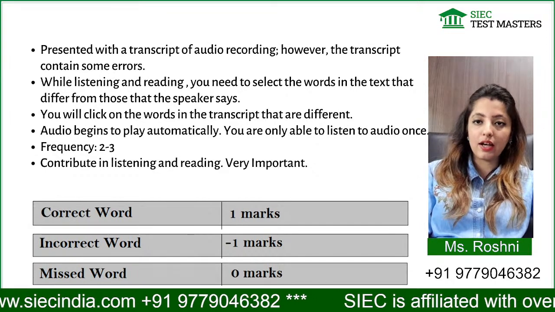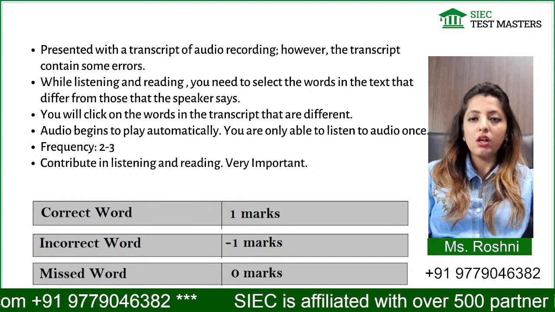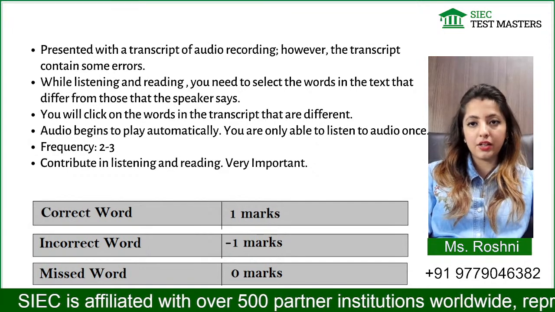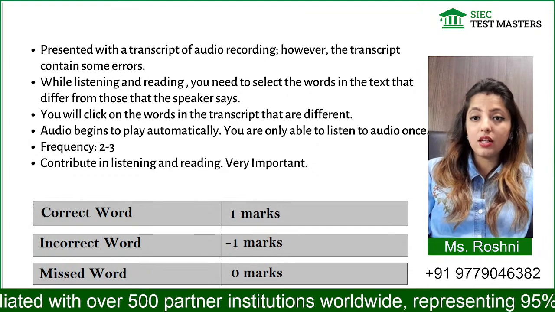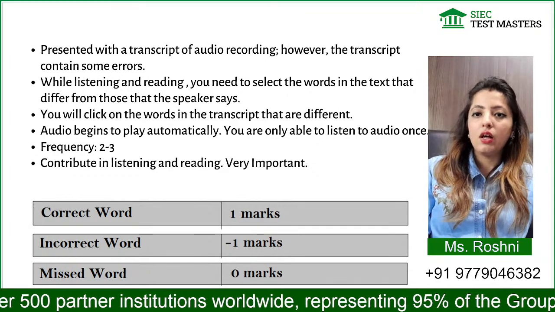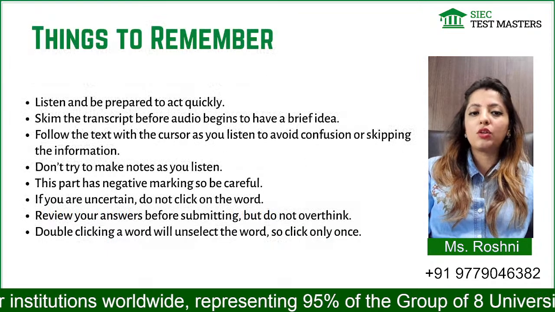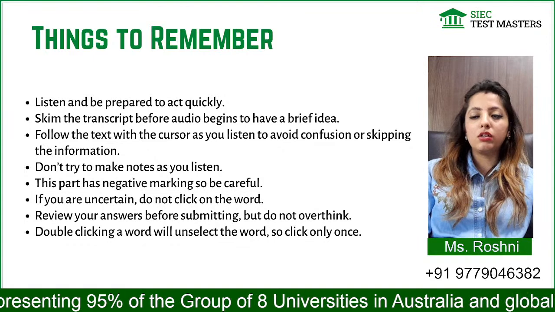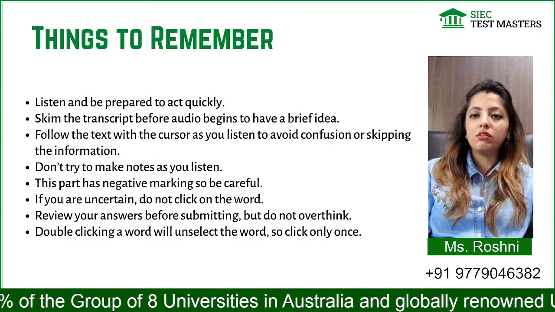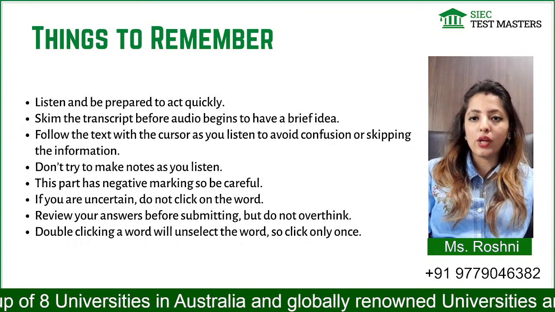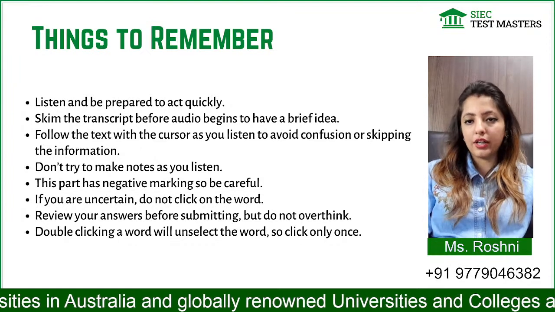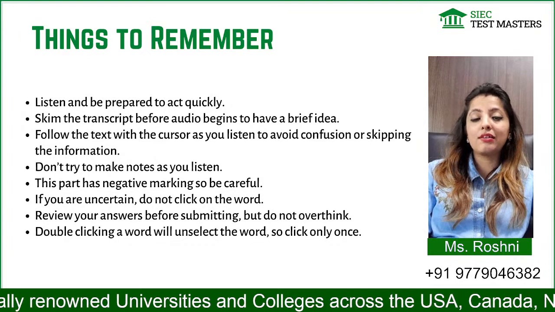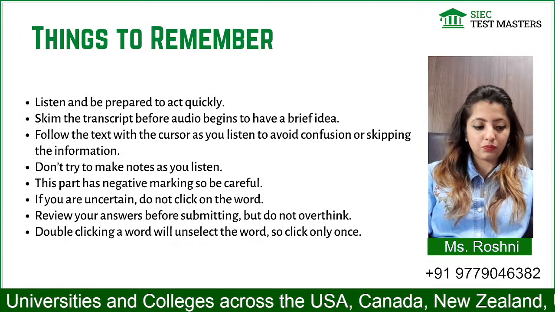Moving on to the next slide, which deals with the things to remember when you will be attempting questions for highlighting incorrect words. Firstly, listen and be prepared to act quickly, because what makes this question type really tough is the speed and the multiple things that you have to do. One, listening to the audio. Second, reading the text, and third, marking down the incorrect words. So you have to be very quick, and your multitasking skills have to be really good.